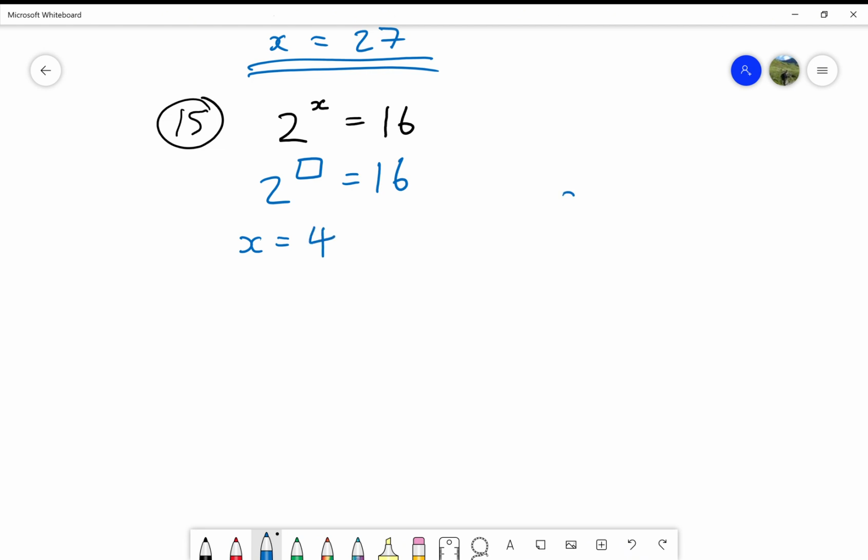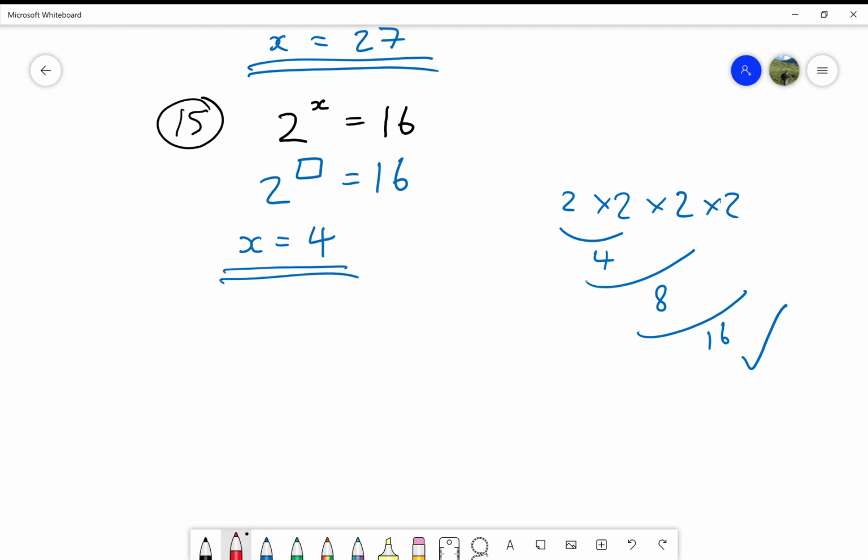Let me check. 2 times 2 times 2 times 2 times 2. 2 times 2 is 4. 4 times 2 is 8. 8 times 2 is 16. Yep. That's good practice to write that out. If I was in an exam, I'd always double check. There you go, so x equals 4.